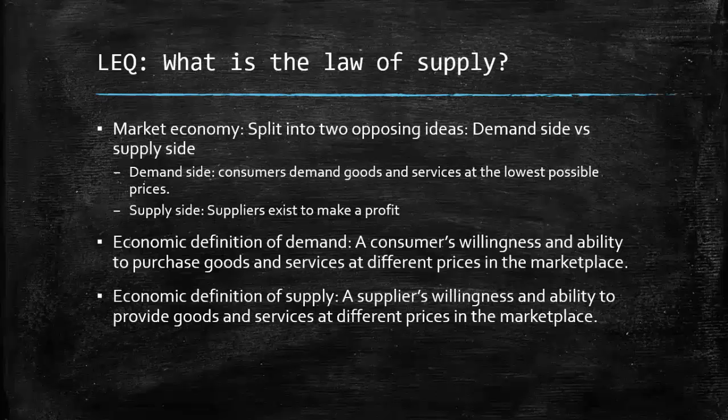So let's go to our definition of supply. I want you to compare this to the economic definition of demand. The economic definition of supply is a supplier's willingness and ability, those 2 key words, willingness and ability to provide goods and services at different prices in the marketplace. Basically, you take the economic definition of demand, take out the word consumer, and replace it with suppliers. It's the exact same thing.